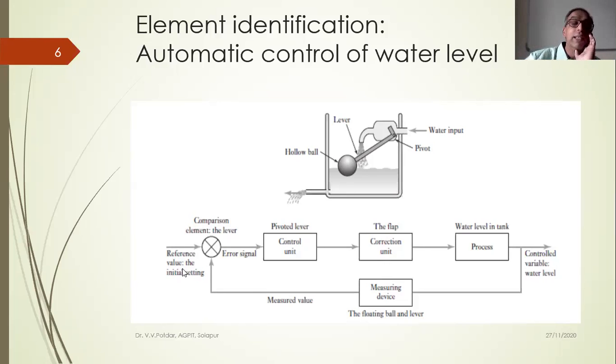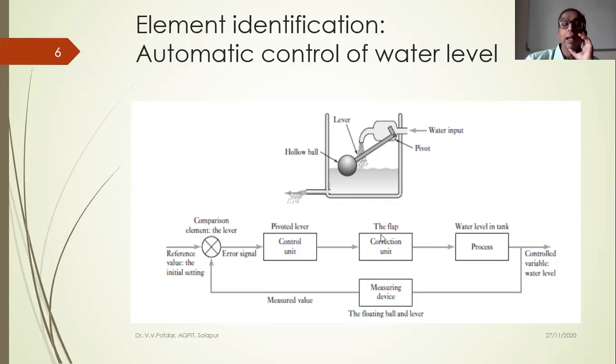So the reference value is the initial setting for level. Then the comparison element is the lever. The lever works as a comparison element. What it does is compare the set value with the actual value, right? So the error signal is generated automatically, and the pivoted lever will act as the control element. Why is it acting as a control element? Because as the level or the system parameter is changing, it is taking some corrective action, isn't it? Controlling action. It is getting lifted up depending on the buoyant force value. So the pivoted lever is my control element.